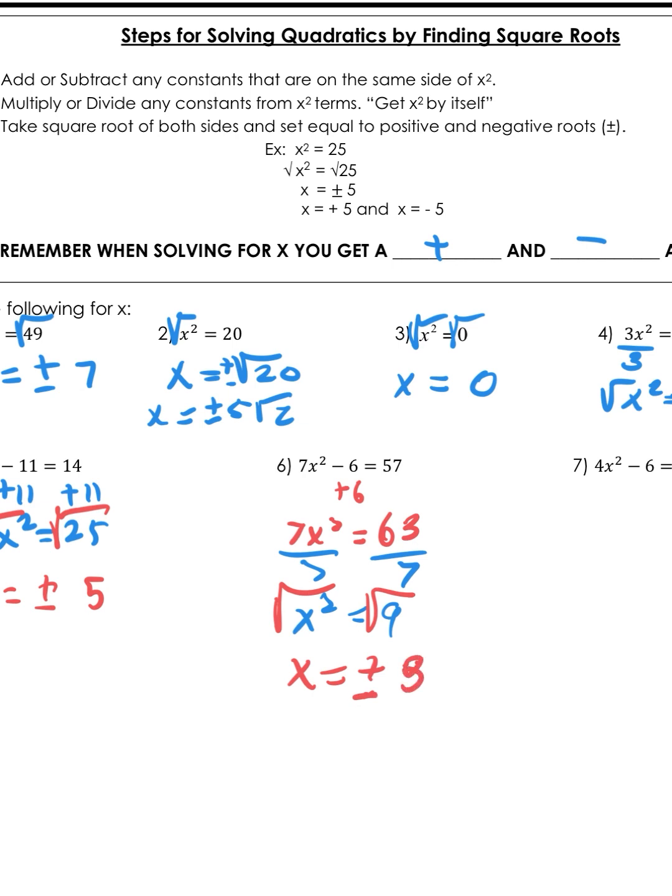And finally, let's do this one. We're going to add 6 to both sides. Do that, you get 80. So you get 4x squared equals 80. We're going to divide both sides by 4. So we get x squared equals 20. We'll square root both sides. When you square root, you get x equals 2 times the square root of 5. But it's plus or minus. So there are 2 solutions.